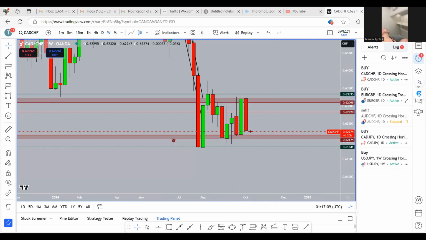I'm gonna check a few more pairs on the weekly. This is another one, NZD Swiss. We got a buy on the weekly.